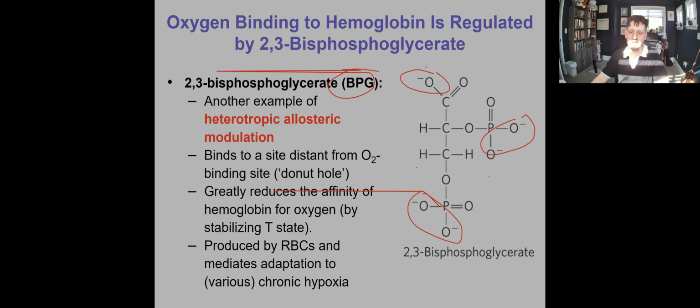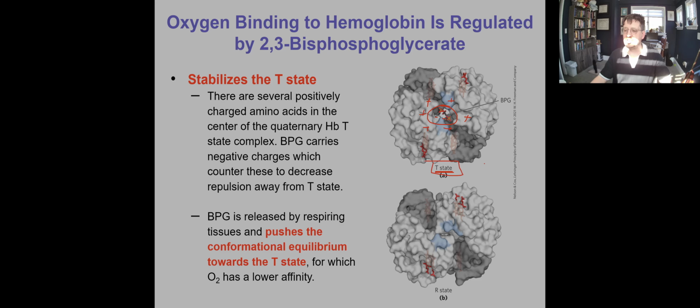Rather, it's produced by the red blood cells, where the hemoglobin actually is. And it's really the response of the red blood cells and the body to longer term hypoxia. So if you are in an environment that over a longer period of time means you have a lower concentration of oxygen, then your red blood cells are going to produce more BPG. That's going to shift things more towards the T state, and it's going to drop off more oxygen overall, over the whole of your body.